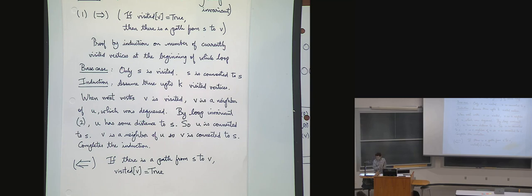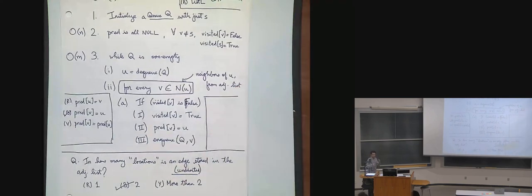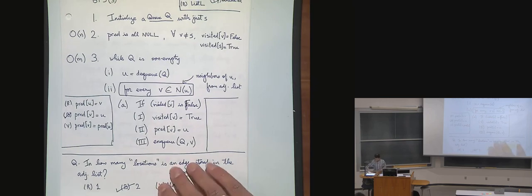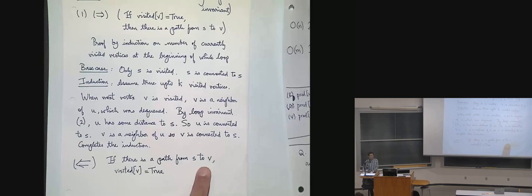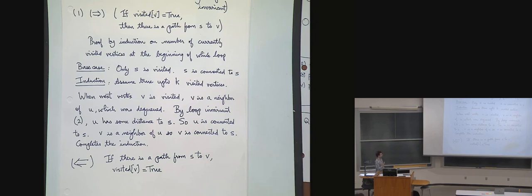Now, if you think, oh, I'm going to do induction over the number of times the loop goes, that's a bit tricky because somehow how do you relate that to this specific V? So intuitively, what's going on? There's a path from S to V. Why do you think V has to get visited? Why should V eventually be visited?